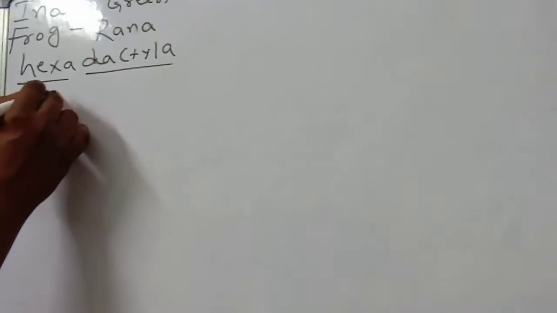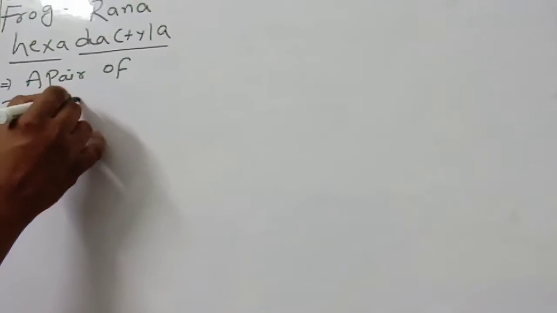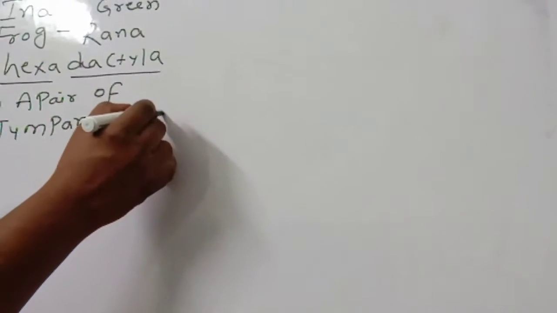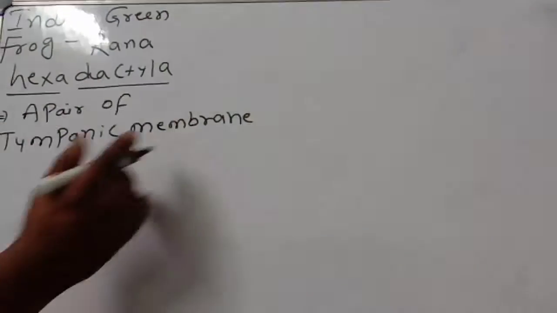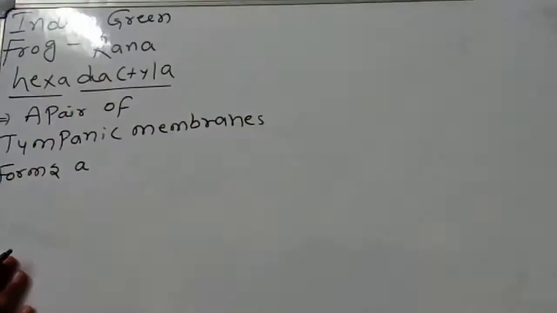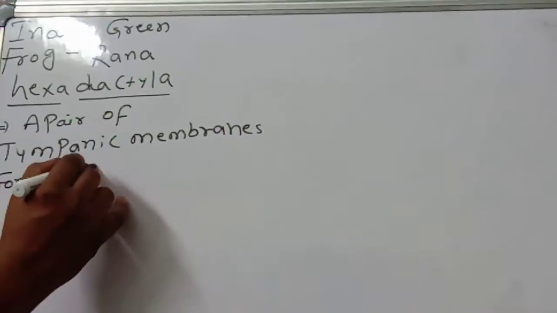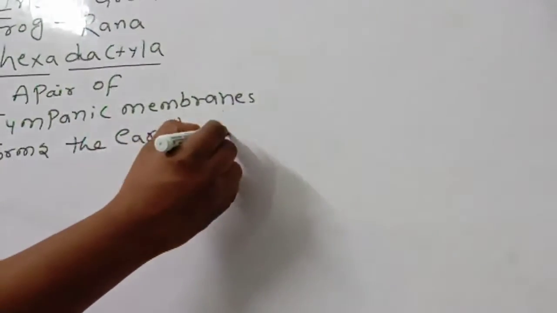Yesterday we discussed some more characters. Now we are going to discuss another character. A pair of tympanic membranes forms the ear, the eardrum.